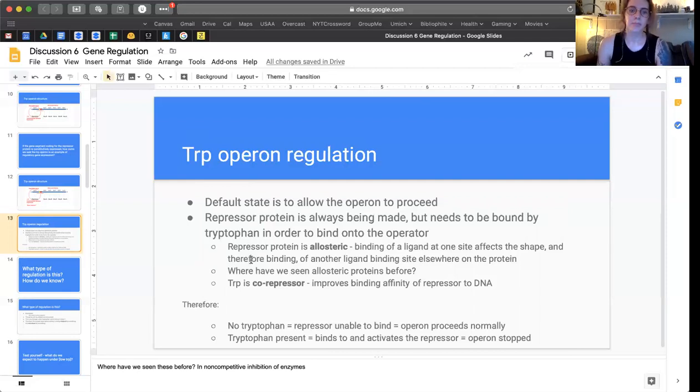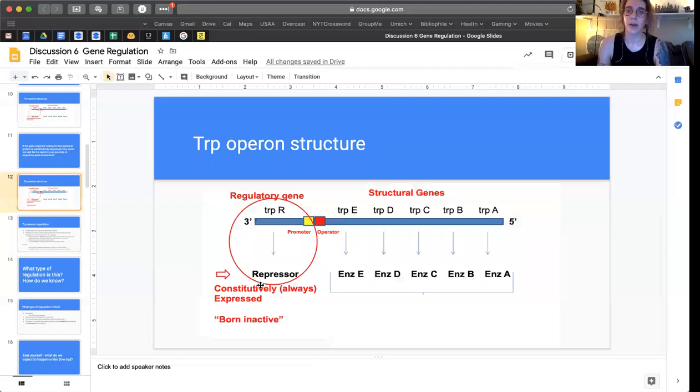So in this case, TRP is acting as a co-repressor. And a co-repressor is what we call this allosteric binding that is improving the binding affinity of the repressor to the DNA. So we remember, okay, normally you're not able to bind, but once we add tryptophan, the shape of this protein is going to change and then it can bind, which will prevent these genes from being transcribed.